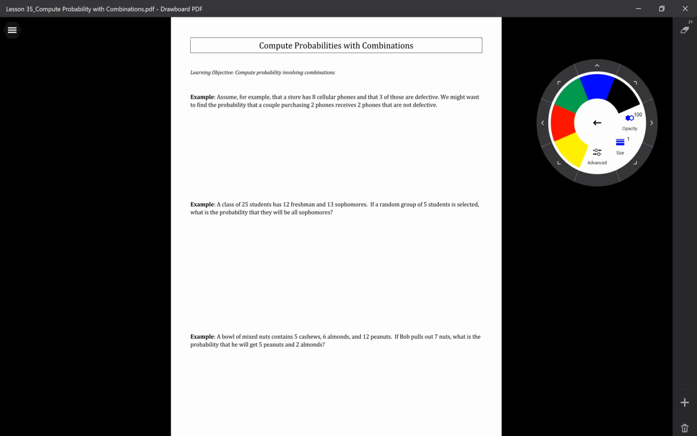On Friday of last week, we talked about how to compute probabilities with permutations. That's when order matters. The first of the two lessons that we are talking about today is how to compute probabilities with combinations. So combinations is when order does not matter. So let's do a few examples here. It's going to look pretty similar to permutations, except our formulas will be slightly different.